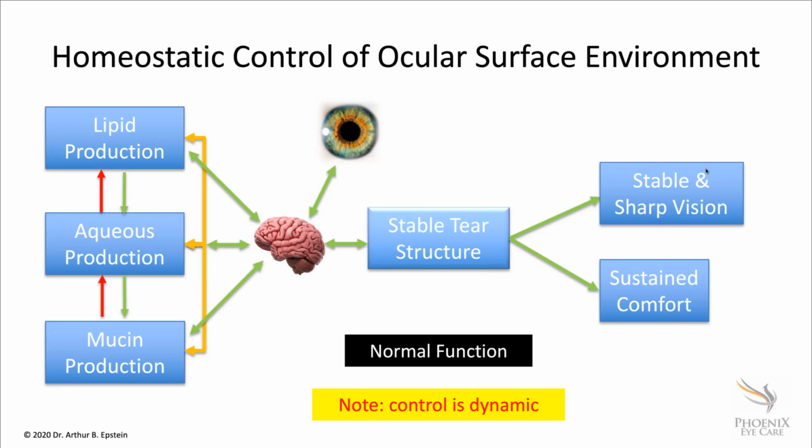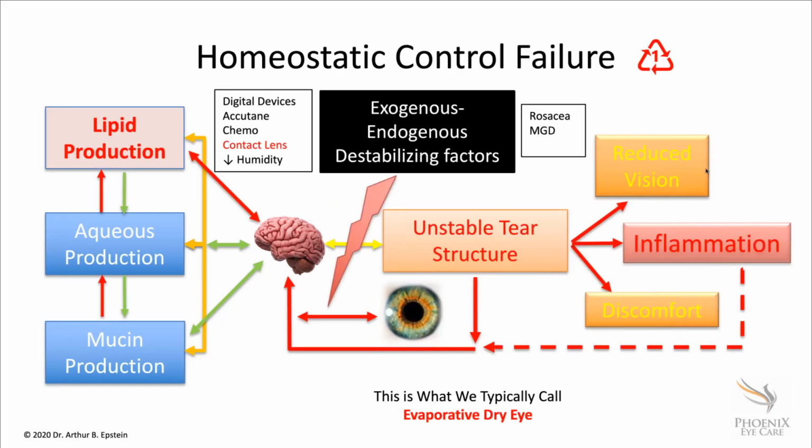We measure tear production with Schirmer strips, which, to me, is almost laughable when it's a dynamic, constantly evolving and changing thing. And here we have essentially what we call dry eye, what most of us call evaporative dry eye, but it's really what we call dry eye. And that is a failure to maintain homeostatic control.